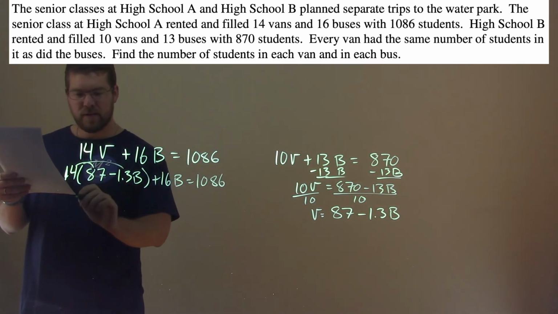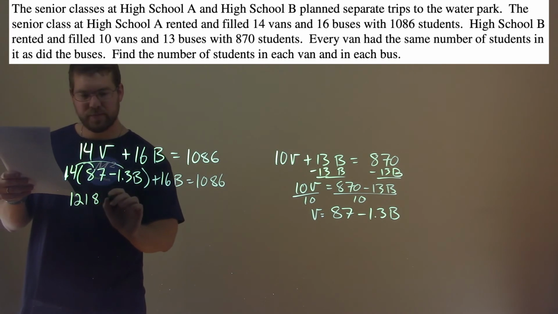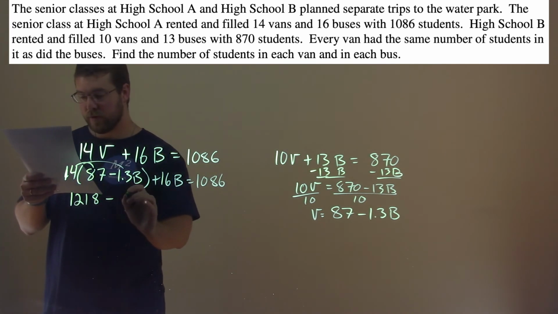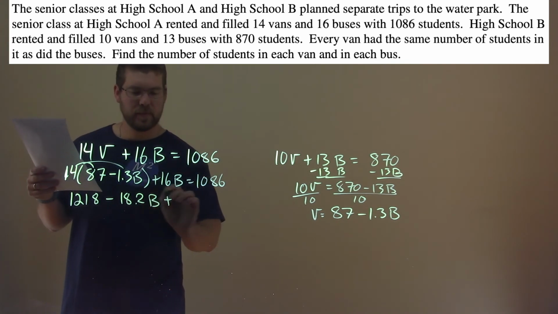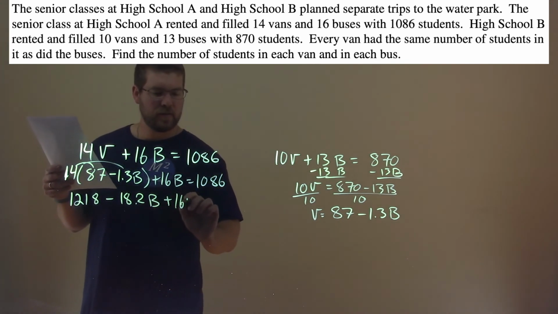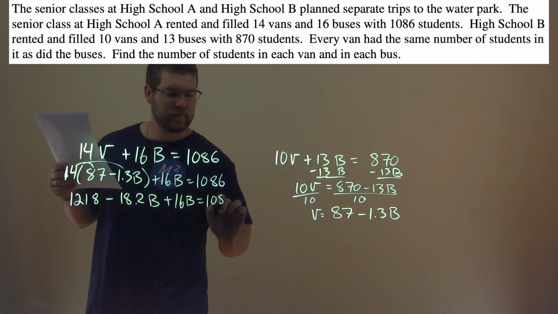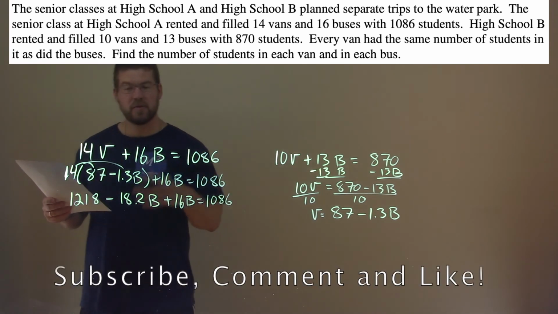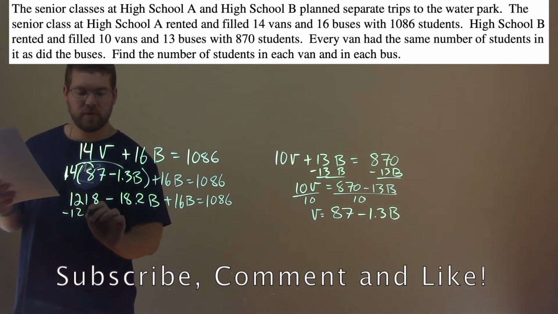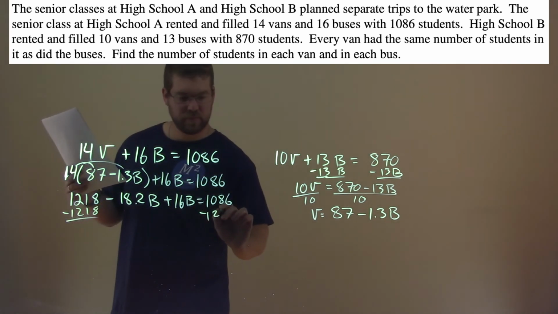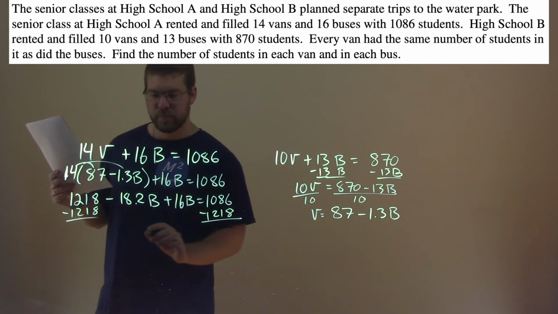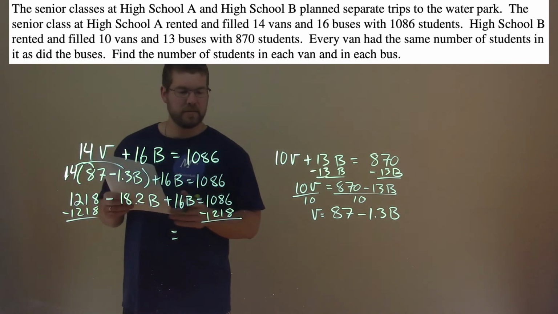14 times 87 is 1,218. And 14 times 1.3 is 18.2. And we still have our b. Don't forget it's still minus though. Plus 16b equals 1,086. Let's combine our like terms. So I'm going to subtract 1,218 from both sides.